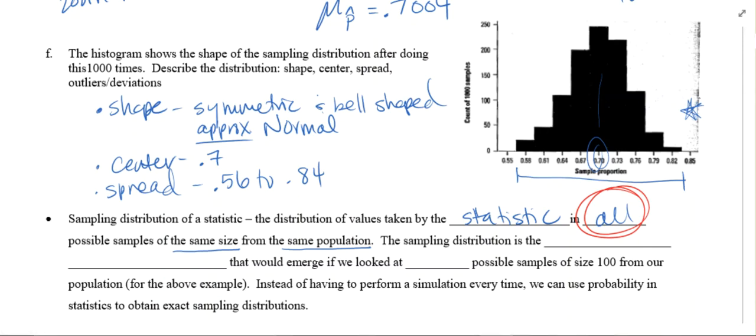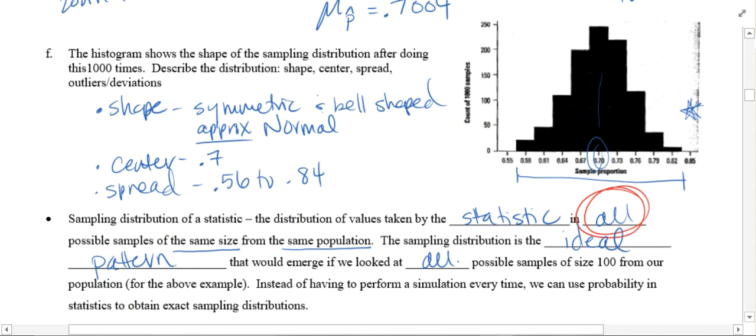The sampling distribution is the ideal pattern that would emerge if we looked at all possible samples of size 100 from our population for the example above. Instead of having to perform the simulation every time, we can use probability and statistics to obtain exact sampling distributions. Things have come out over time, general tendencies that statisticians have developed, so we don't have to do this whole simulation every single time.